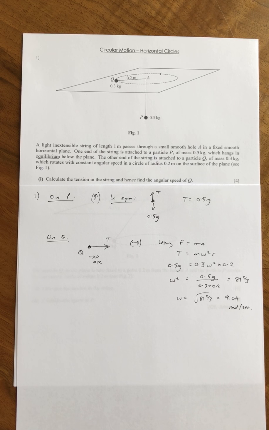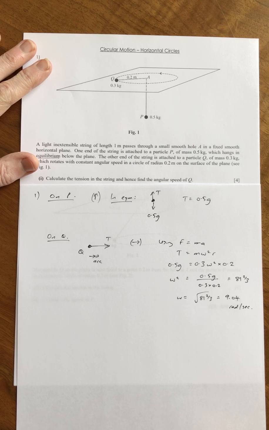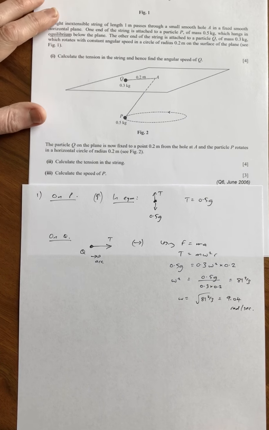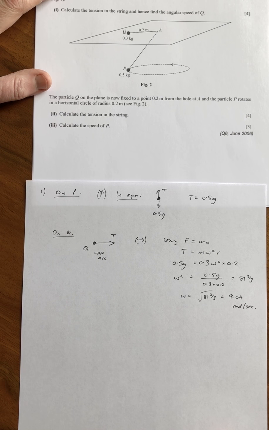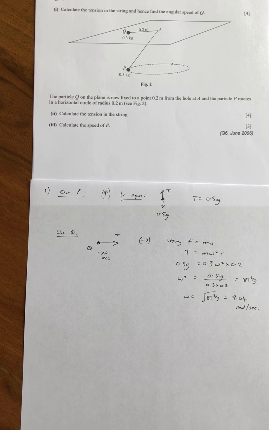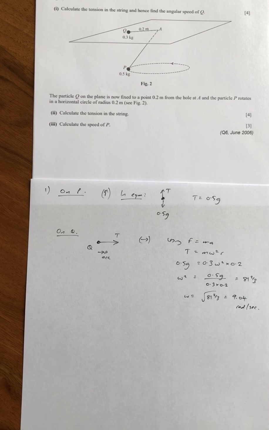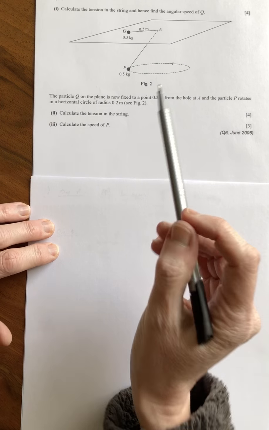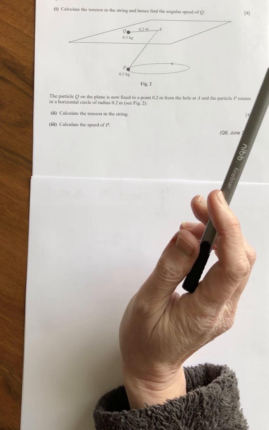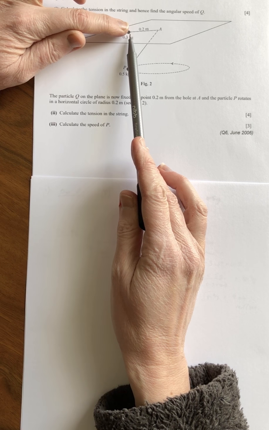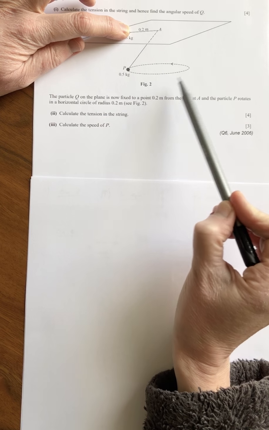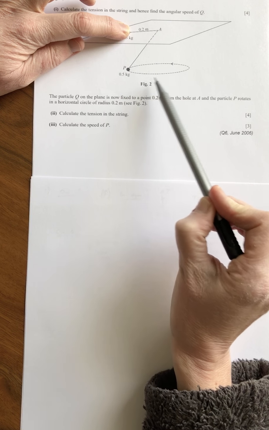Okay, so that should be standard. There shouldn't be any issues there. However, it gets a little bit more interesting in the next part of the question. So we now have Q being fixed. So Q is there, that isn't moving. So, essentially that is irrelevant. P is this time the one going round in a circle.